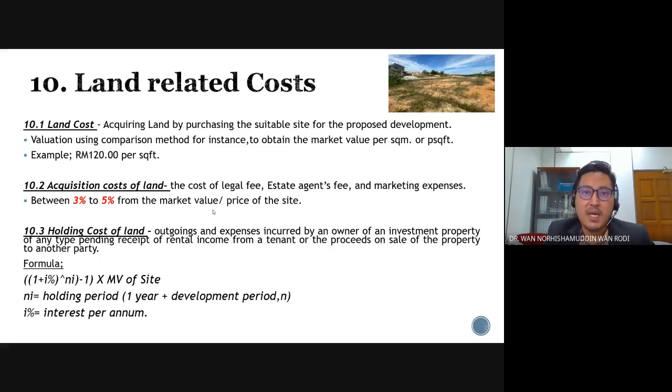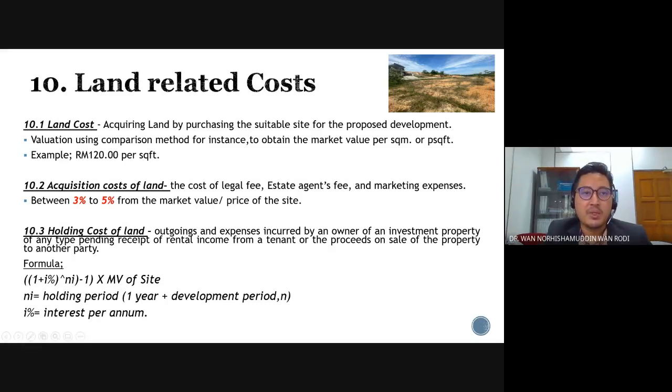So the developer has to acquire a suitable land for the proposed project, and then they have to pay for any other related costs. For example, the acquisition cost of land, they also need to pay the holding cost of land. They need to allocate to pay for any outgoings or expenses that are related to the land prior to the start of the project.